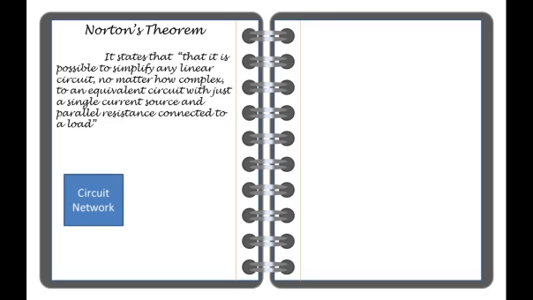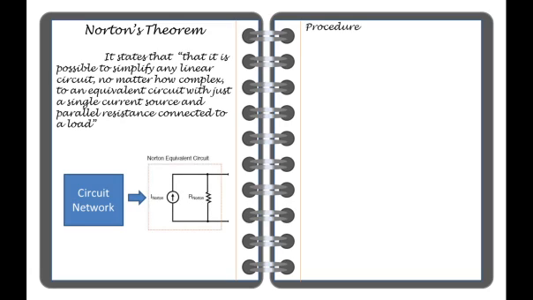Now, if we had a complicated circuit, a circuit network which has a lot of resistors in it and sources, either voltage or current source, we may simplify it. That is what we call a Norton's equivalent circuit, which is a combination of one current source in parallel with a resistance. The current source is what we call the Norton's current, and the resistance is what we call the Norton's resistance.